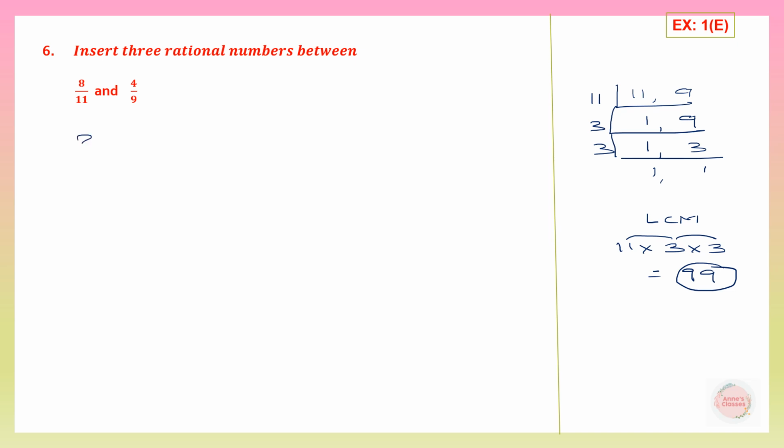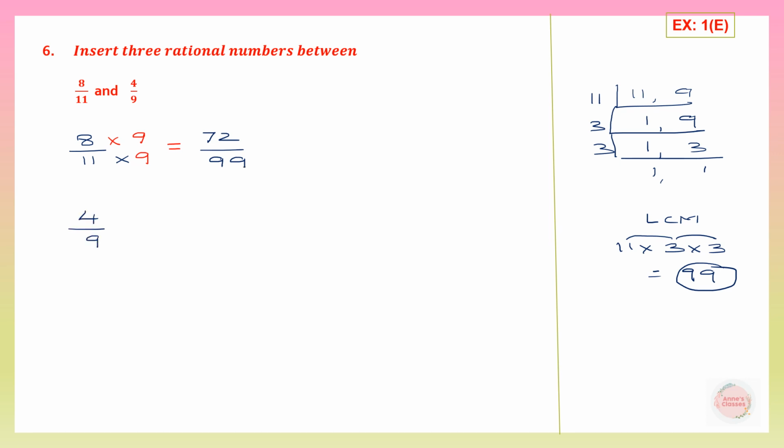So let's take the first rational number, 8 by 11. If the denominator has to become 99, 11 we have to multiply by 9. So 11 into 9 will make it 99. Similarly, multiply this also by 9. So what do we get? 8 nines are 72 and 11 nines are 99. Similarly, let's take the other rational number, 4 by 9.